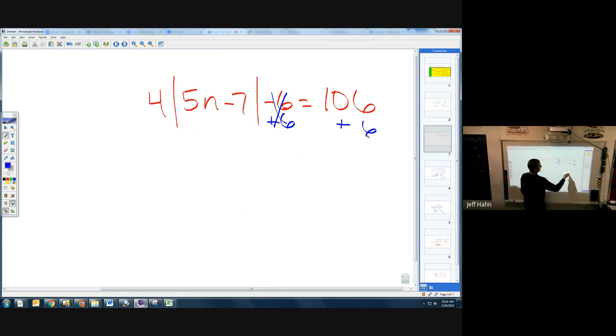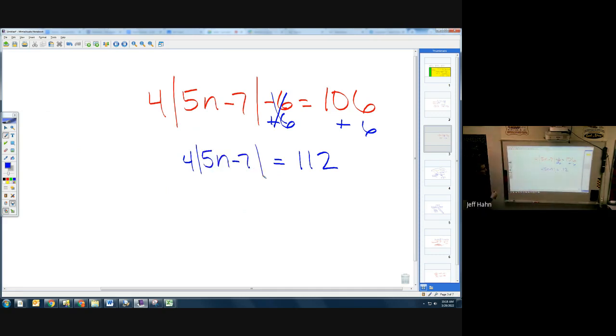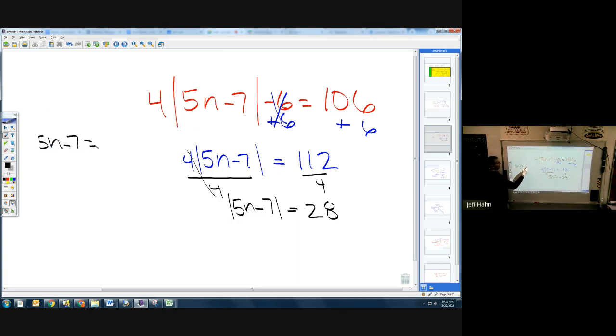Add 6, you should have gotten 112 equals 4 times the absolute value of 5n minus 7. Next step would be to divide by 4. 4 goes into 112 28 times. And it's at this point you need to write two equations from that. One of them stays just like it is. The other one, you make the 28 negative.